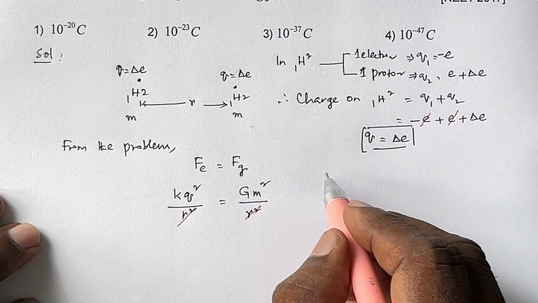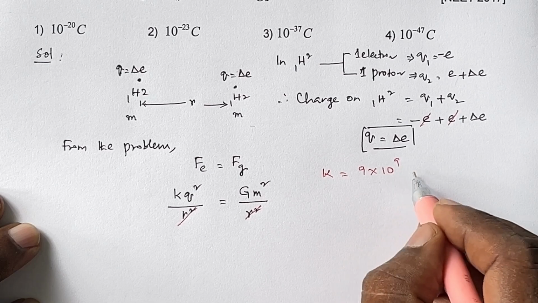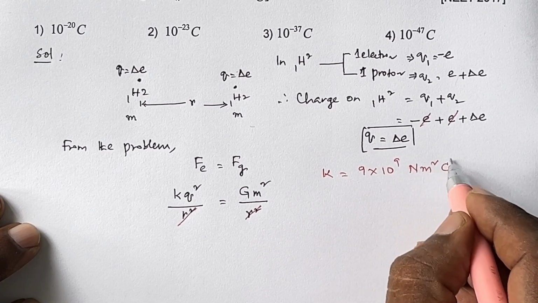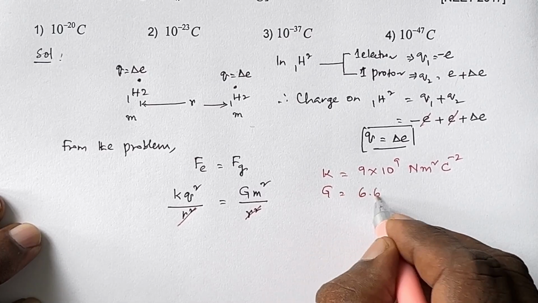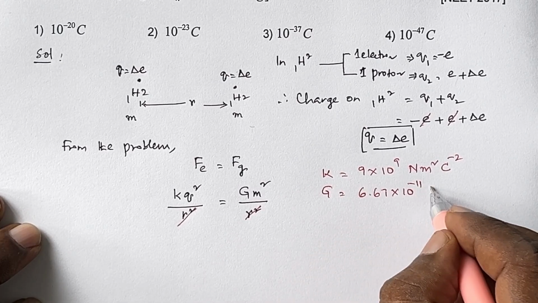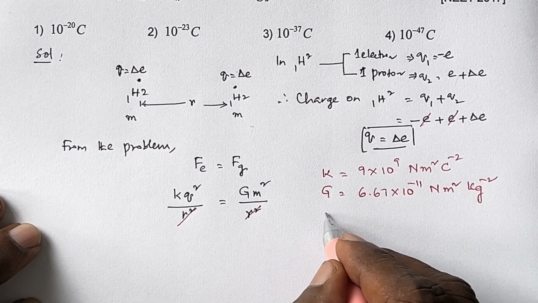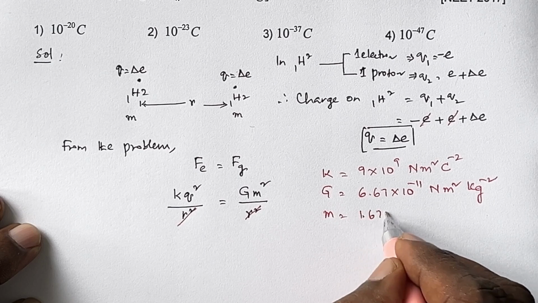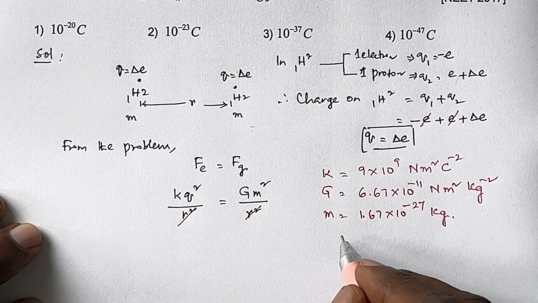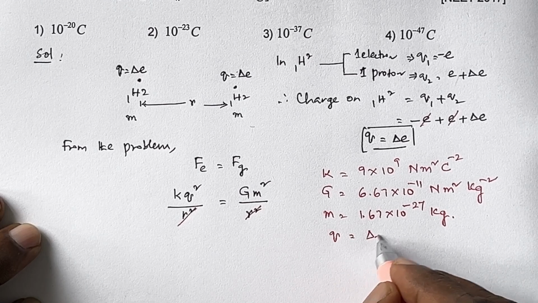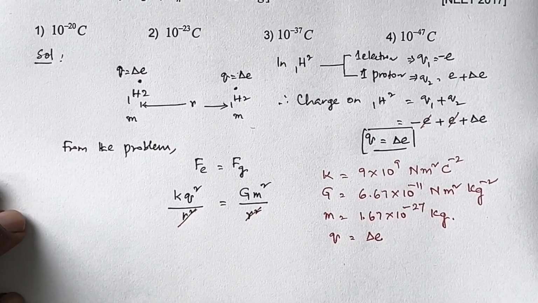What are the values? We know k value is equal to 9 into 10 to the power of 9 Newton meter square per coulomb square. And what is the capital G value? 6.67 into 10 to the power of minus 11 Newton meter square per kg square. What is the mass of hydrogen atom? 1.67 into 10 to the power of minus 27 kg. What is the charge? Is equal to delta E. That delta E value we have to calculate. Let us substitute the values now.